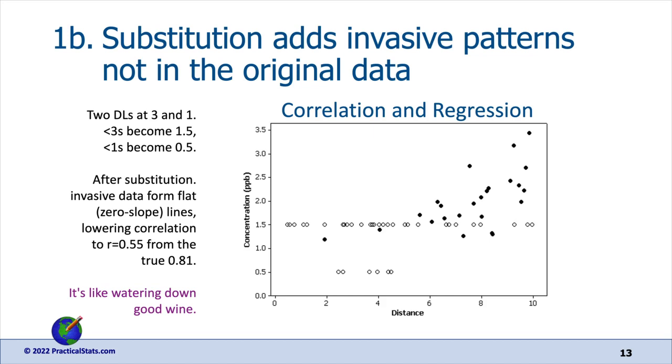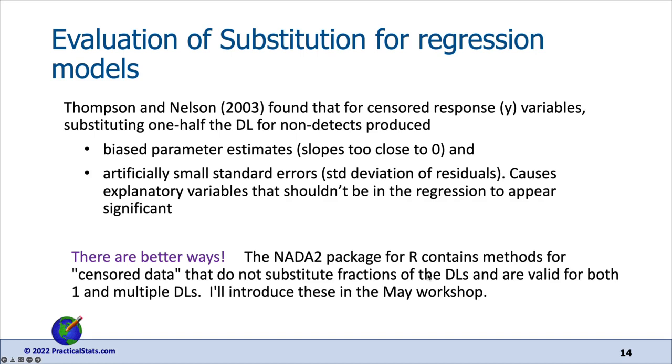There are methods for dealing with these non-detects that do not water down the signal, that do not put in an artificial flat line or set of flat lines. So using substitution is watering down the data. It's like watering down good wine. And what you end up with is water sometimes. This has been known again for quite a number of years. Thompson and Nelson, in a paper in Environmental Science and Technology in 2003, found that for censored Y variables, the variables on the vertical axis, substituting a half the detection limit for non-detects produced biased parameter estimates.